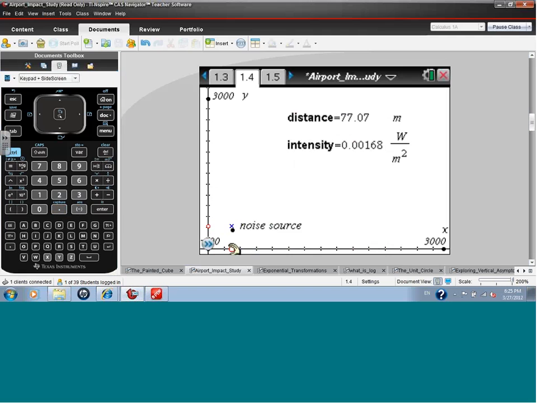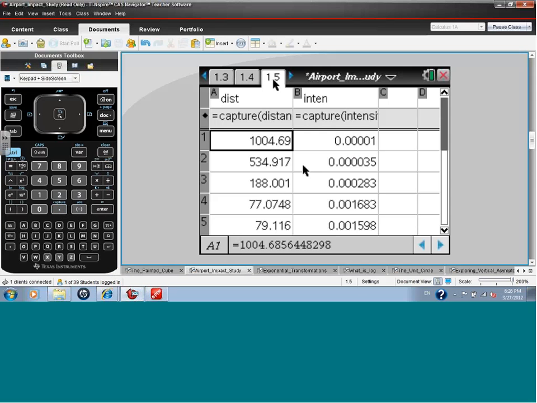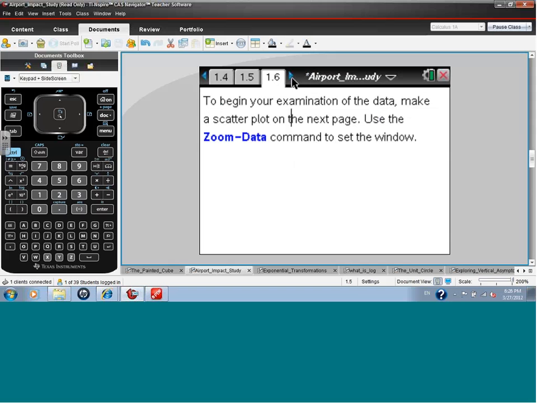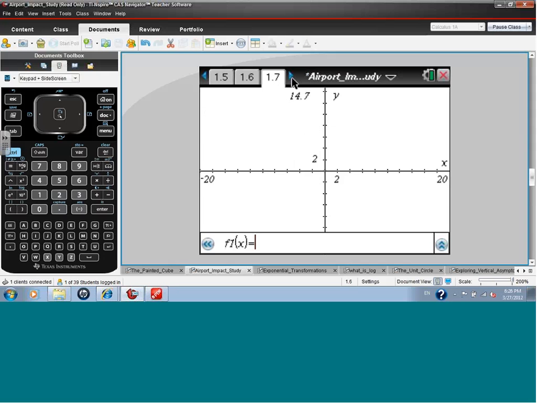So I think in the Black Line Master, the students are encouraged to find about 10 data points. I don't think we'll bother to get that many. Hopefully you've got the idea here, but you could gather more than 10 if you wanted to. So when I jump to 1.5, this spreadsheet has been populated. And I think when I go to the next page, we're going to make a scatter plot of that data set.